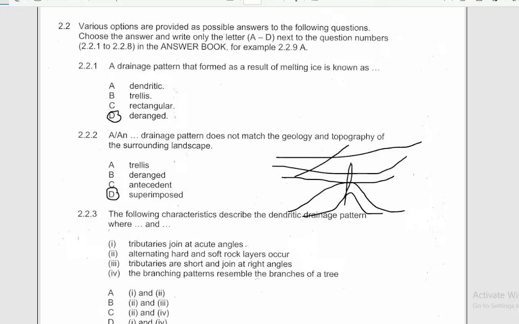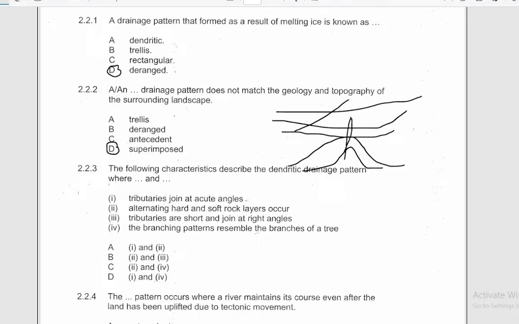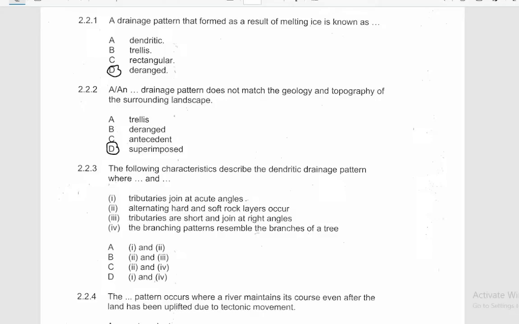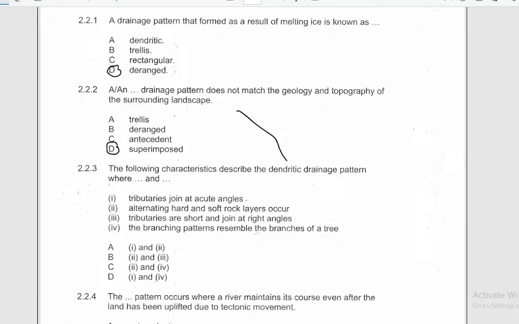Right, so we go to number 223. The following characteristics describe the dendritic pattern. Dendritic, let's not waste time. You know how dendritic looks like. It is a tree and its branches. The tributaries join the main stream at acute angles like this. This means the stream is going in that direction. The tributaries are joining at acute angles, and they are resembling a tree and its branches.